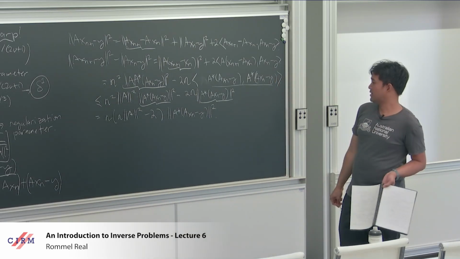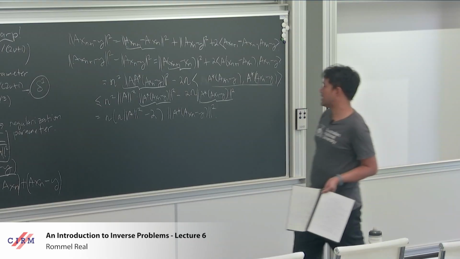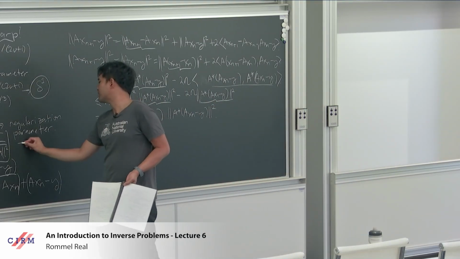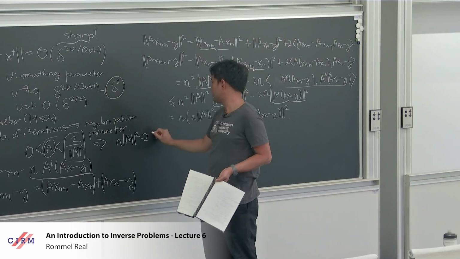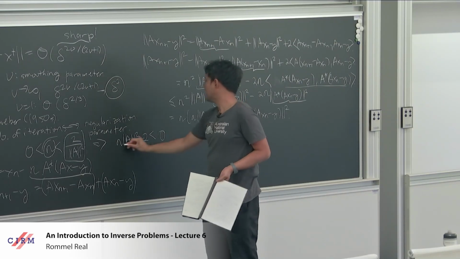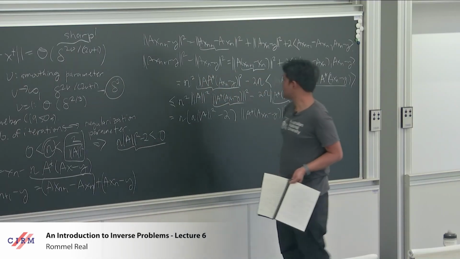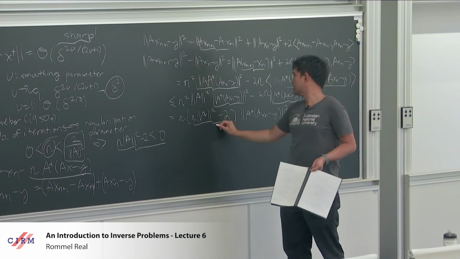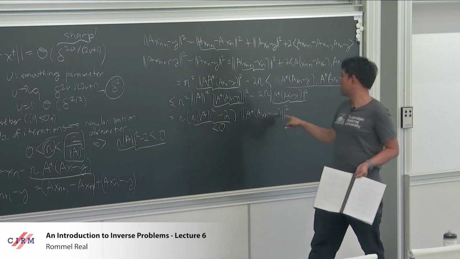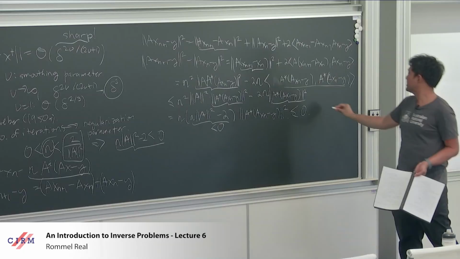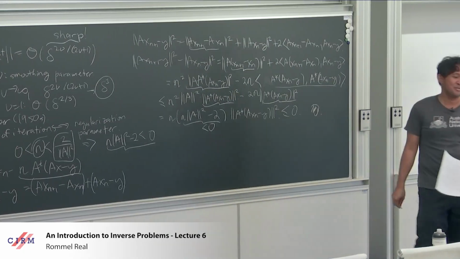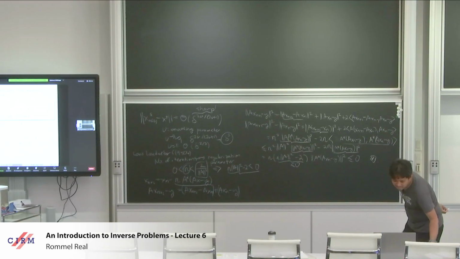And then this proves the result, because from our condition on our regularization parameter, this means that eta times norm of A squared minus 2 must be negative. So this term here is negative. The rest are positive, so this is less than or equal to 0. And we finish the proof. Okay.